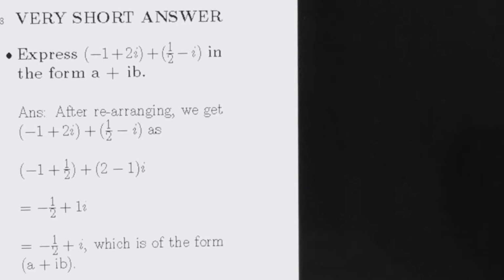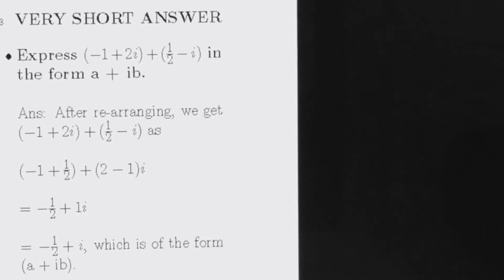So coming to a very short answer type question. First question, express minus 1 plus 2i plus half minus i in the form a plus ib. After rearranging we get minus 1 plus half plus 2 minus 1 into i, which is equal to minus half plus 1i, which is nothing but minus half plus i. This is of the form a plus ib.